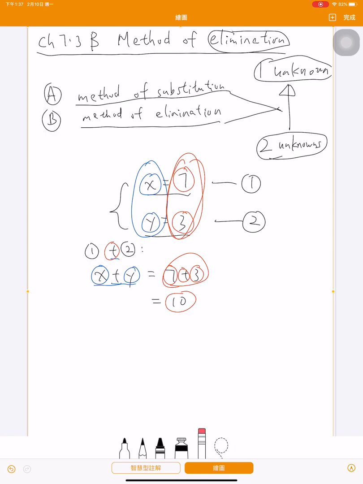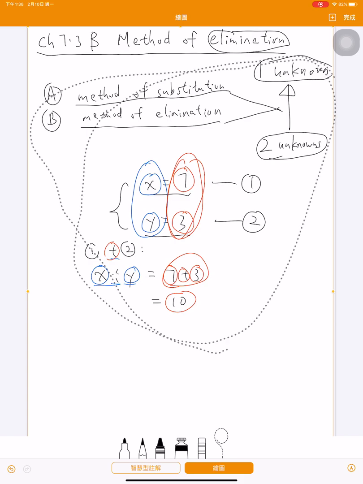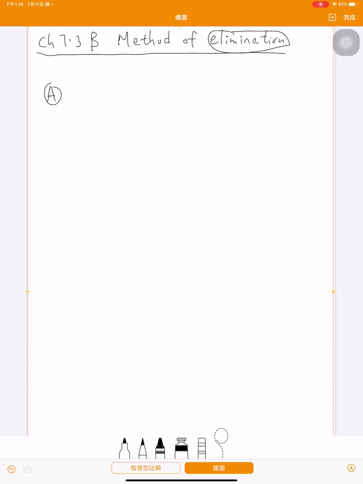So first of all, I want to cross out this part. You may look back by using the video. And then I'm going to show you how to use the method by the exercise directly. That is page 41, Exercise 7, Question 2.